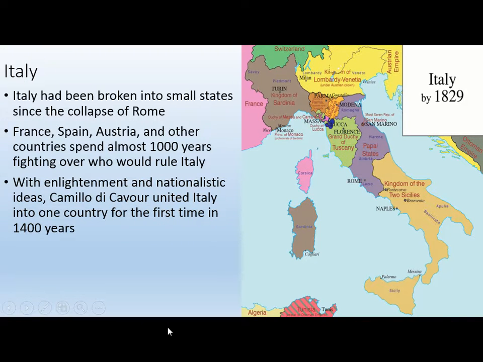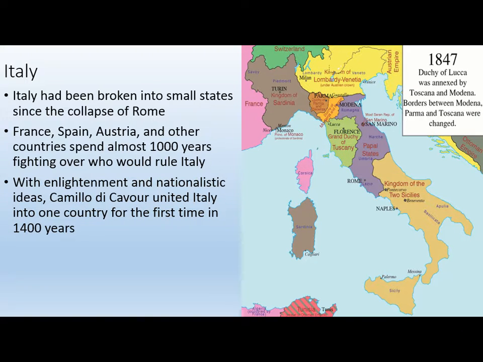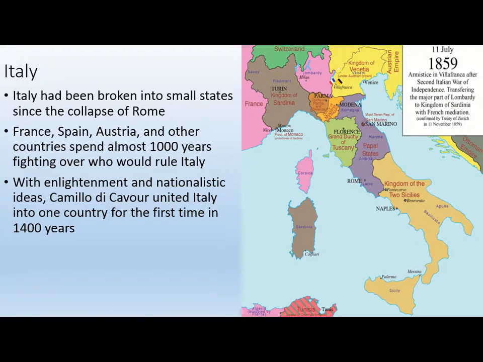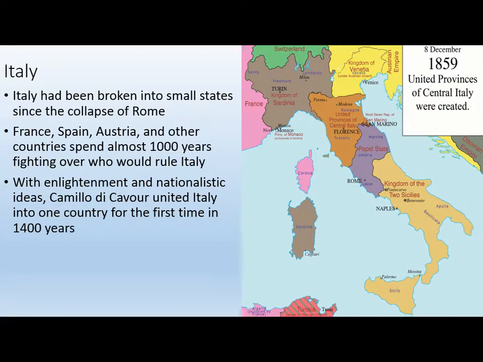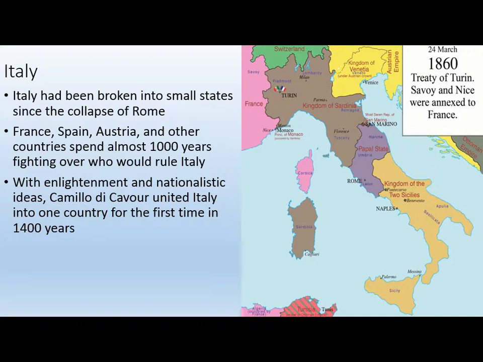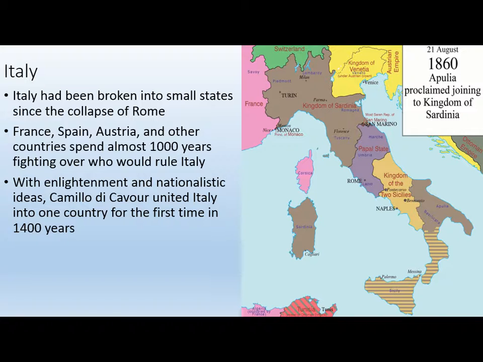In Italy. Italy had been broken into small states since the collapse of the Roman Empire. France, Spain, Austria, and other countries spent almost 1,000 years fighting over who would rule Italy. We talked about the Italian Wars, and we talked about The Prince and Niccolò Machiavelli. Now, with Enlightenment and nationalistic ideals running rampant in Italy, a guy by the name of Camillo di Cavour unites Italy into one country for the first time in 1400 years.